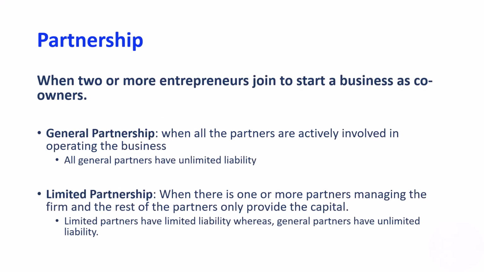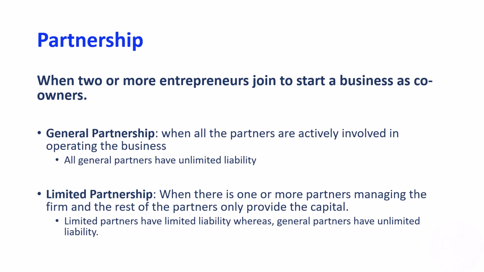The next form of business is a partnership. That is when two or more entrepreneurs join to start a business as co-owners. And we have two types of partnerships, the general partnership and the limited partnership. In a general partnership, all partners are actively involved in running the business. And because of that, all partners have unlimited liability.